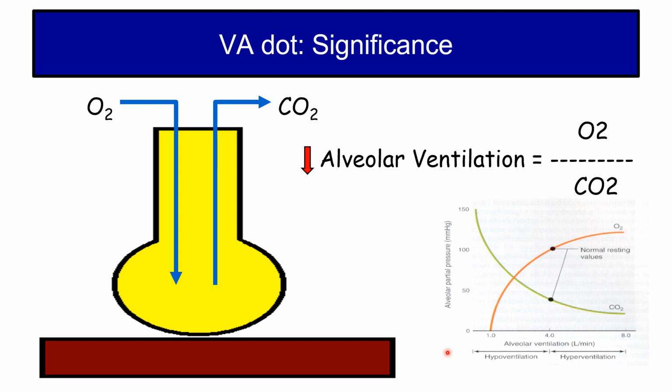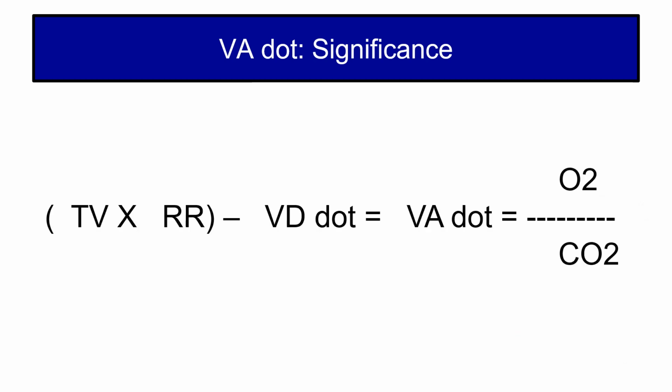So, if the alveolar ventilation will go down, the O2 tension will go down, while the carbon dioxide tension will go up. So let's apply that with this equation here. If the tidal volume will go down, or the RR will go down, or the VD dot will go up, the VA dot will go down. And consequently, the O2 tension will go down, while the carbon dioxide tension will go up.